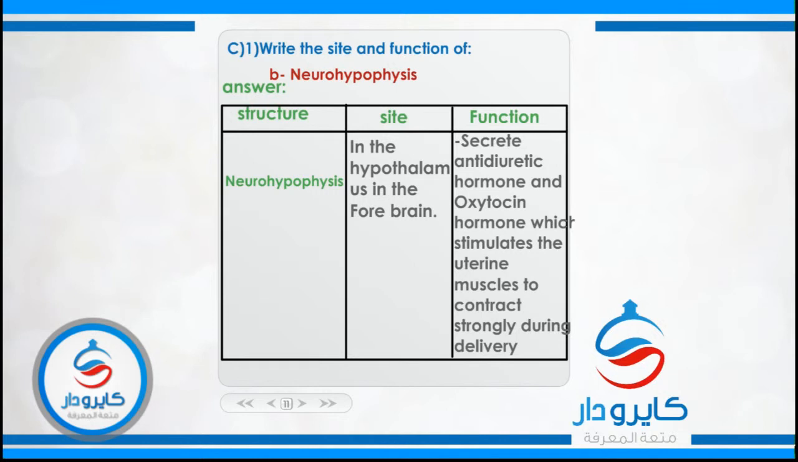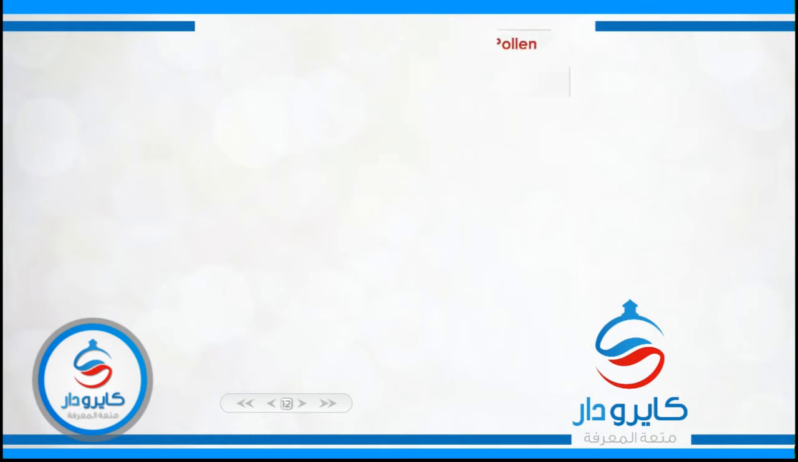So the site of the hypothalamus is the forebrain, because the forebrain consists of two cerebral hemispheres, or the brain cortex, thalamus and the hypothalamus. The hypothalamus is the intermediate part between the nervous system and the endocrine gland system, and it is the part responsible for the secretion of the hormones of the neurohypophysis, which acts as a part of the pituitary gland. The next question.